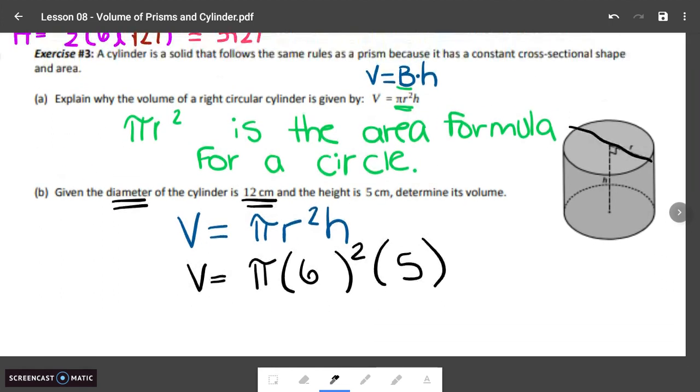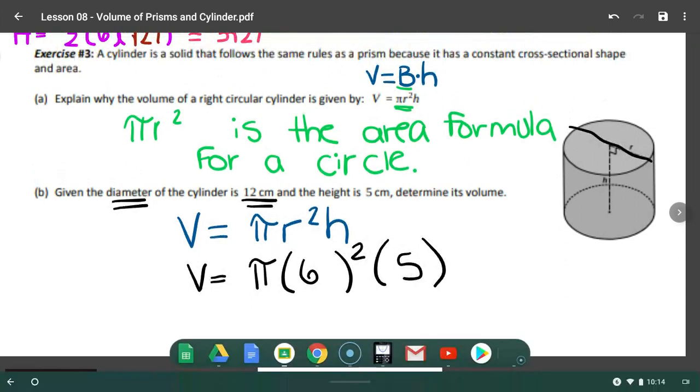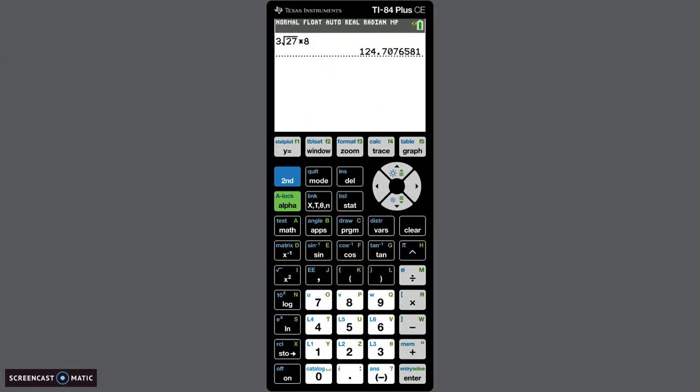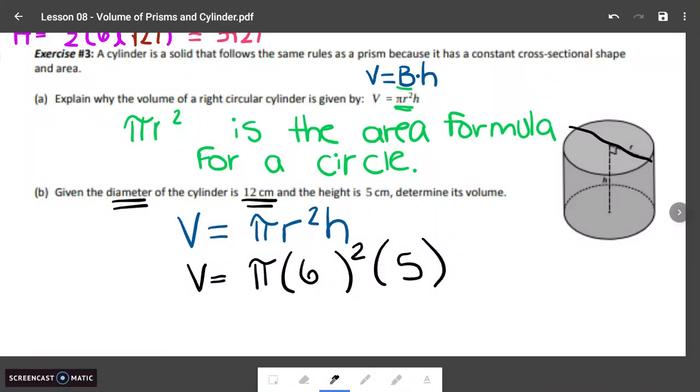Now, when I determine its volume, it didn't say anything about rounding. So because it doesn't say anything about rounding, I'm going to leave it in terms of pi for now. So I'm going to go to my calculator and just do 6 squared times 5. We get 180. So volume is equal to 180 pi centimeters cubed. Because remember, that's 6 squared. It's taking the centimeters squared times another centimeters to get the cubed power. But it didn't say anything about rounding, so that's why I'm leaving it in terms of pi, just because I know as soon as I plug in anything with pi, it's going to go with a long, crazy decimal.